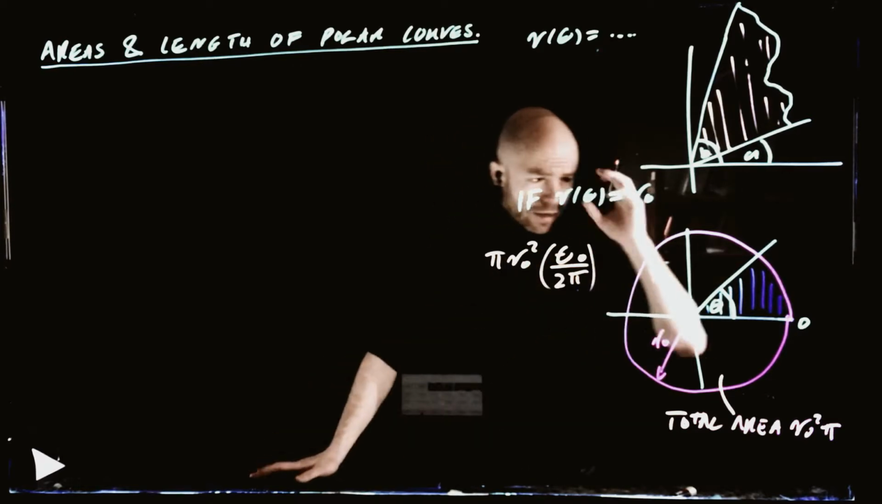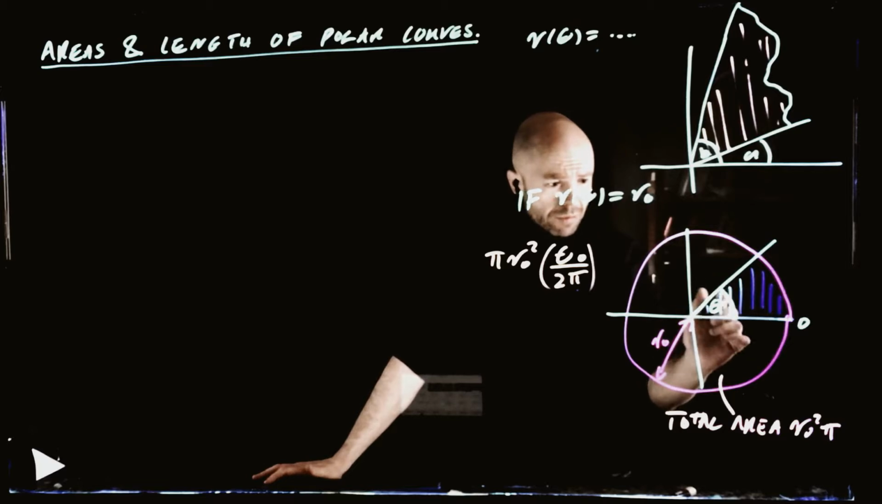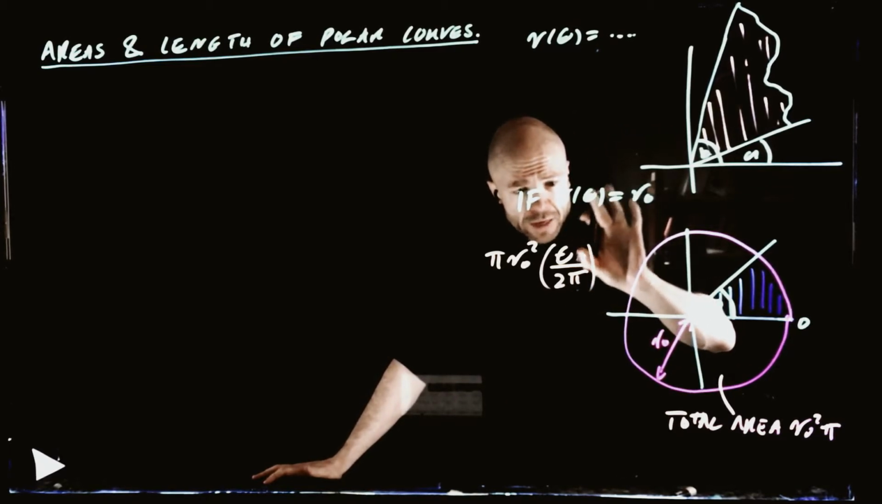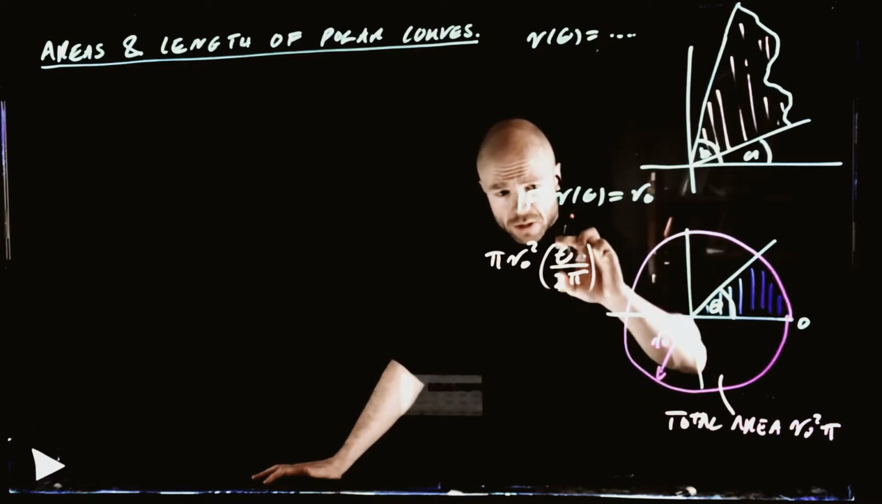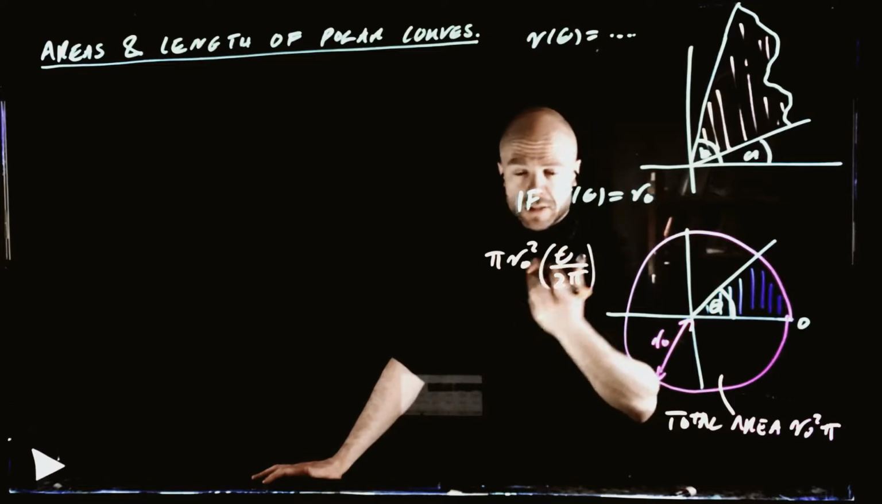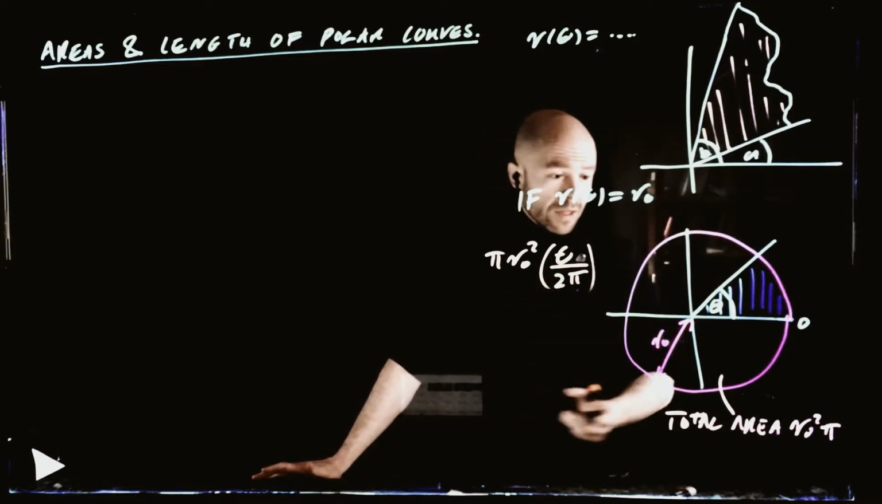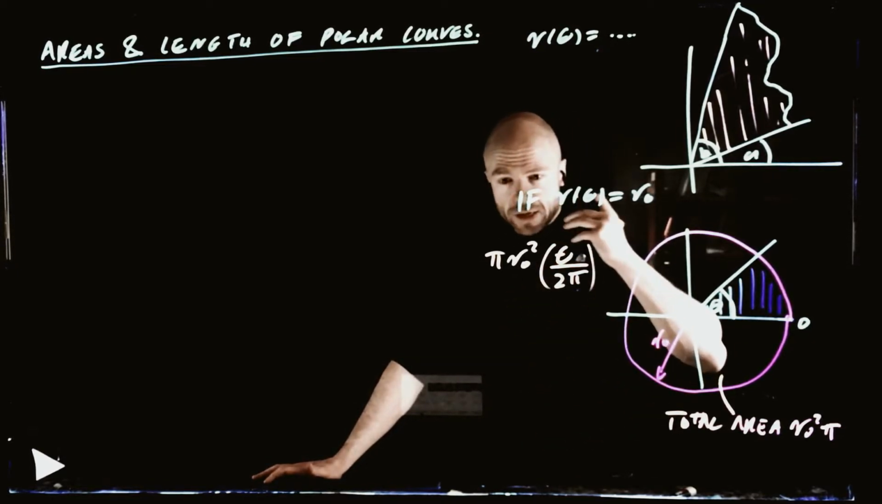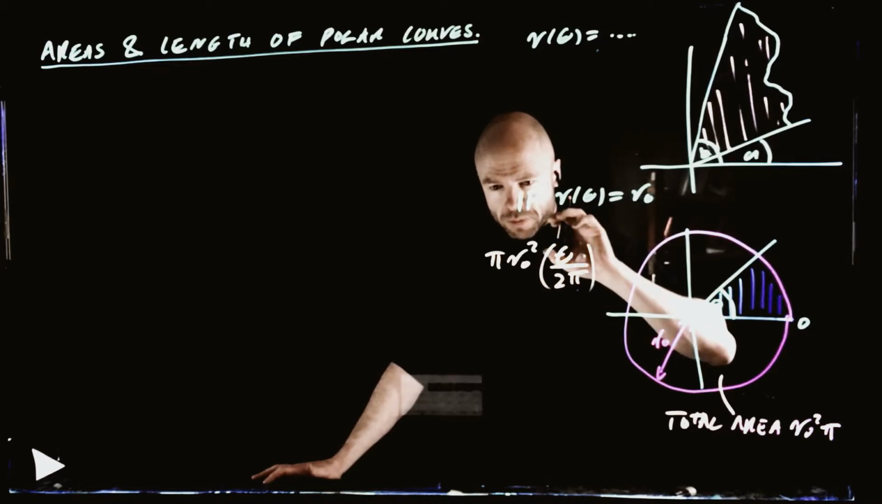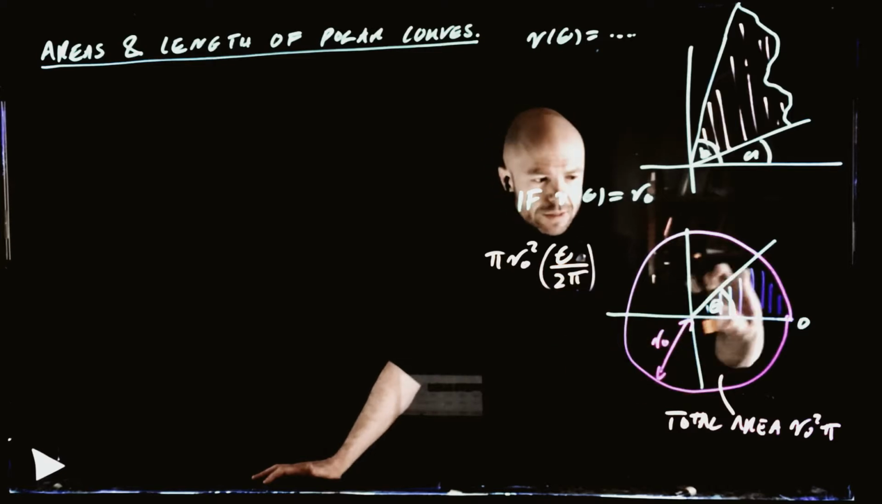Let me just check it, right? If, for example, theta is equal to pi, then that's clearly half the circle, and this quantity is half. If theta is equal to 2 pi, that's the entire circle, and this is equal to 1. If theta is equal to pi over 4, that's clearly a quarter, and that's a quarter. So this thing is indeed giving us the proportion of the circle inside this slice.